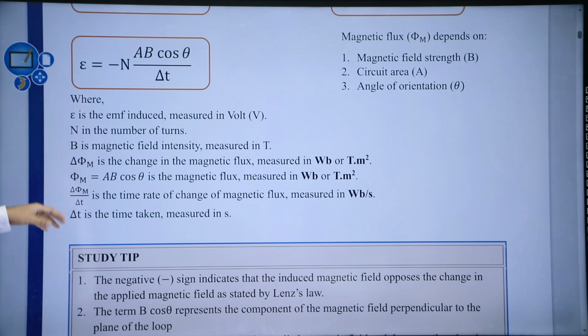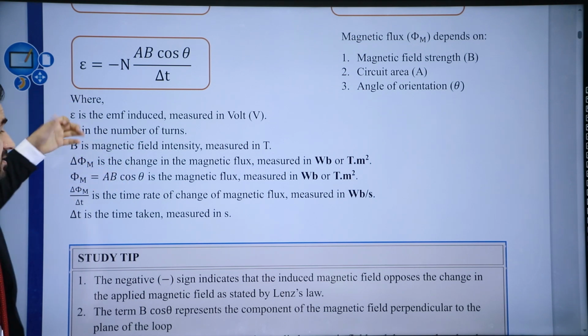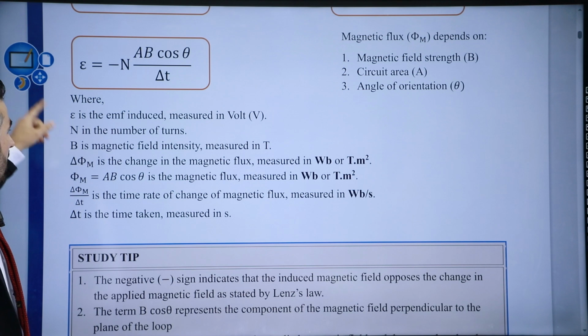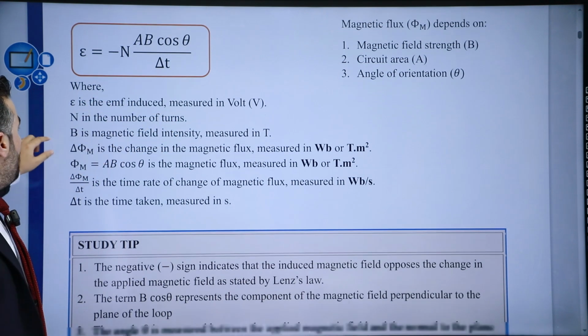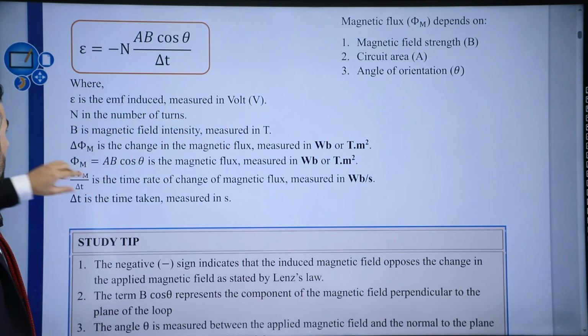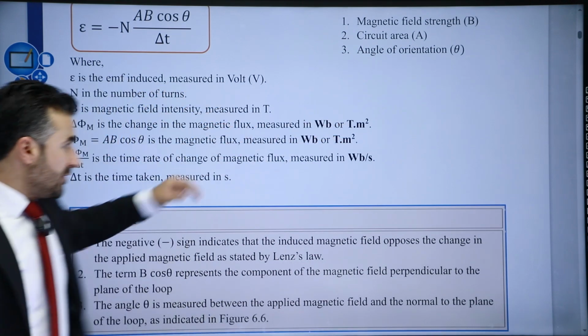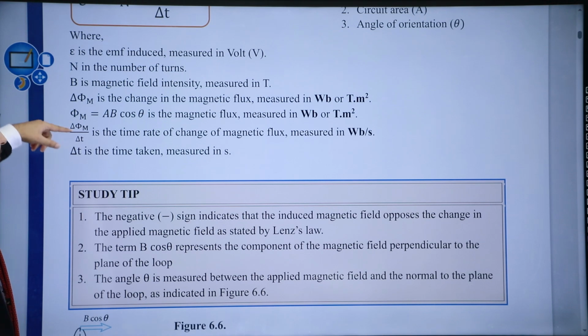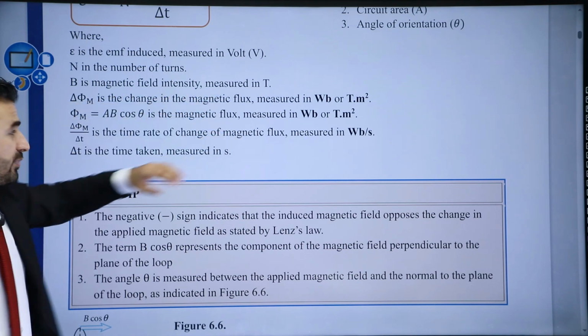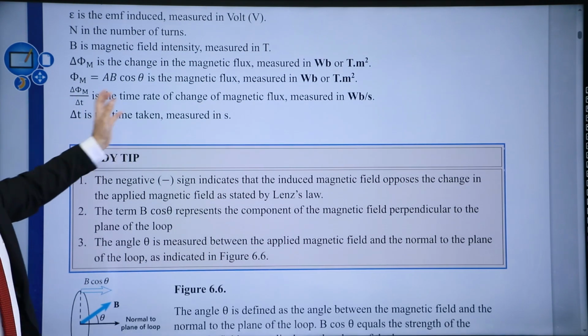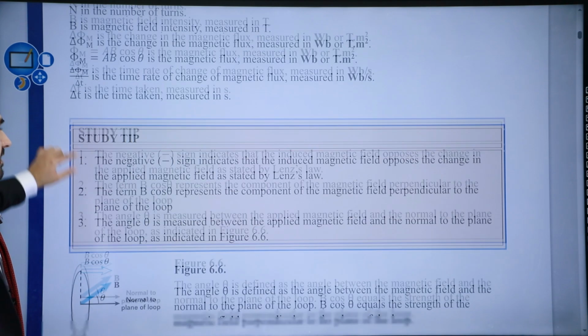Basically, these are what they are measured in. You can see that this is electromotive force measured in volt. That is the number of turns. You can see B is magnetic field measured in Tesla. Magnetic flux is measured in Weber, or you can say Tesla meter squared. And of course, we have the rate of change of magnetic flux that is going to be Weber per second. And of course, we have delta T or T, which is measured in second here.